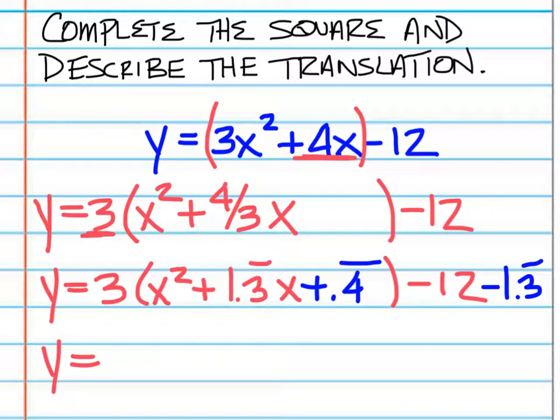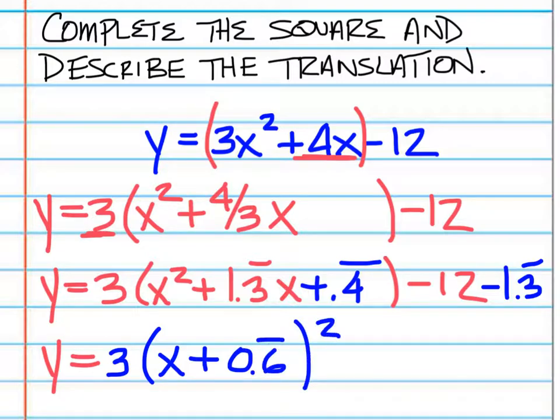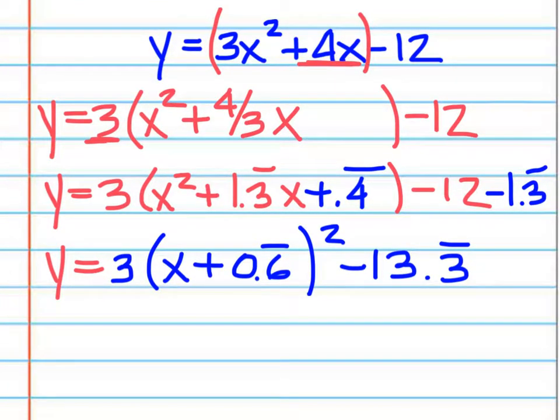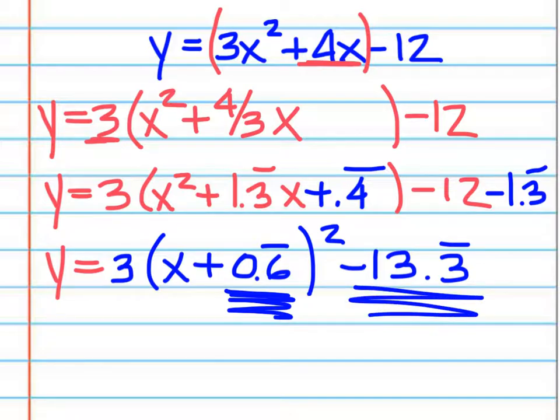So put this in the proper form. You have 3, parenthesis, variable, sign from the middle, half of the middle term, remember that was 0.6 repeating, close and square, and then 12 or minus 12 minus 1.3 should be minus 13.3 repeating. And this goes to the left, 0.6 repeating, and down 13.3 repeating.